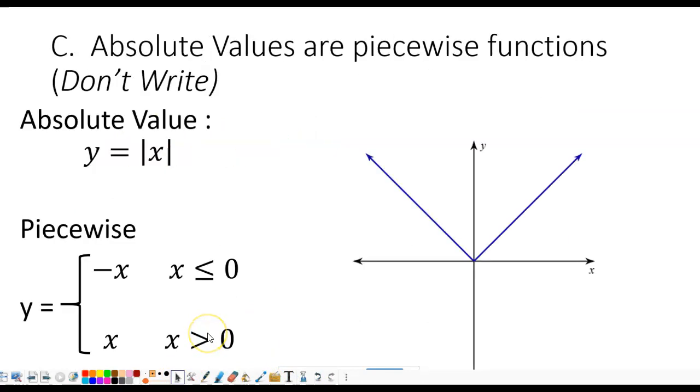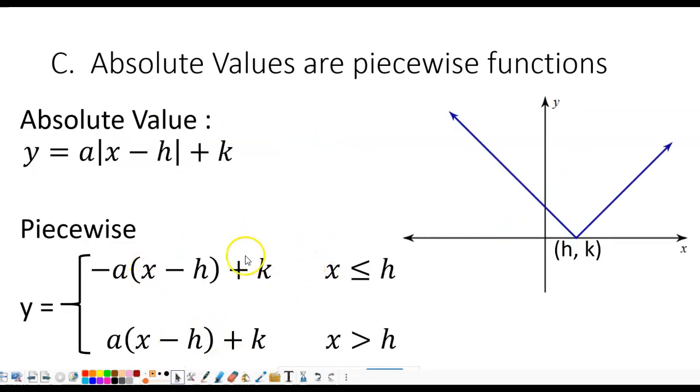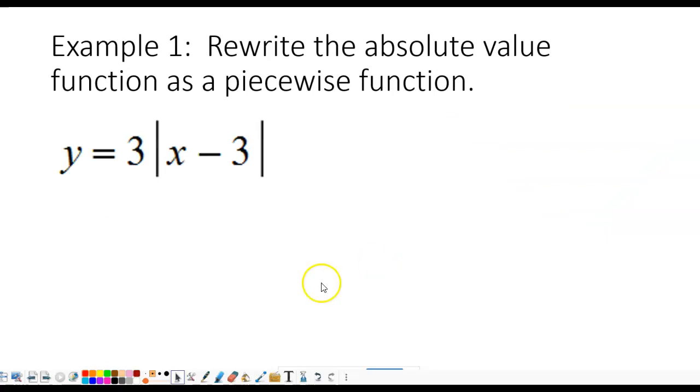But for now, what I want you to know is this setup. The top one, the slope will be opposite, and the number that goes here is the h value of your vertex. So let's go ahead and do one really quick. Rewrite the absolute value function as a piecewise function. So how do we do that?